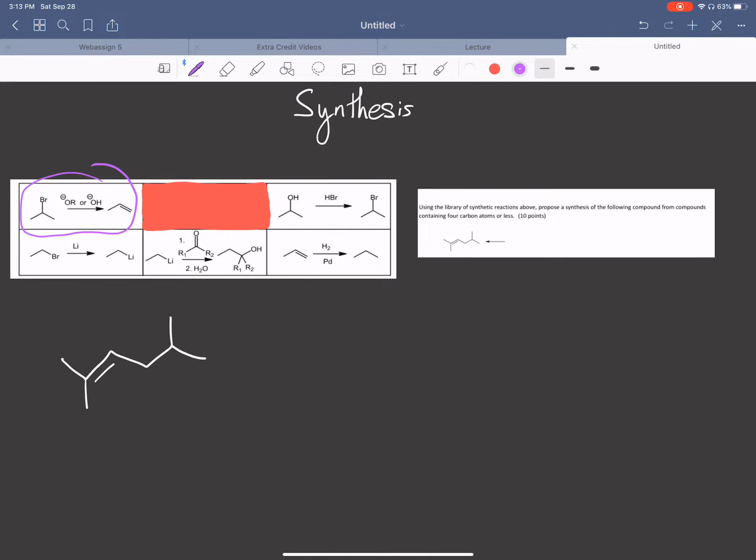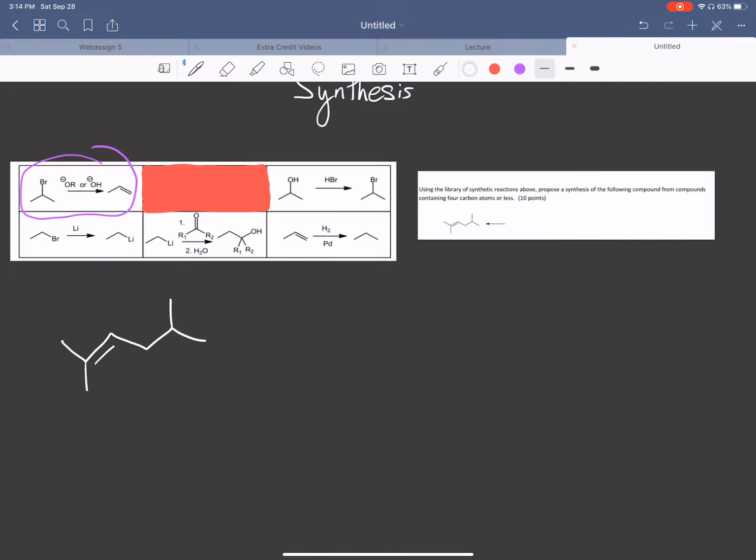And I've shaded out one of the reactions. You'll learn it a little bit later, but I don't want to confuse you guys right now by putting it here until you learn it. So whatever's in red, I'm just not going to show you guys. Okay. And so we have that reaction as a Br with some sort of base, OR minus, where the R is some sort of alkyl group, like some carbon chain, or OH minus, gives us a double bond. And that's called an elimination reaction. Okay. And so what we're going to do is we're going to put OH minus.